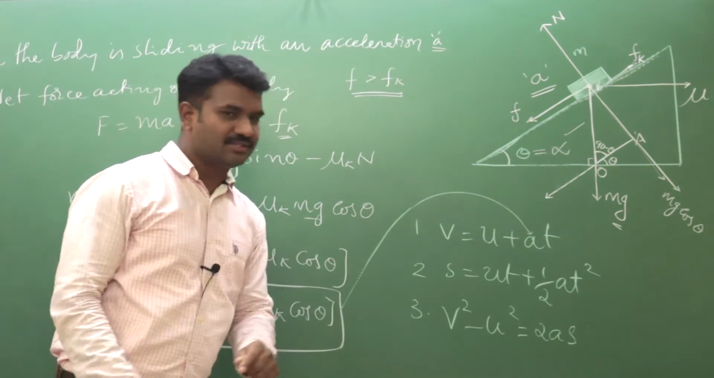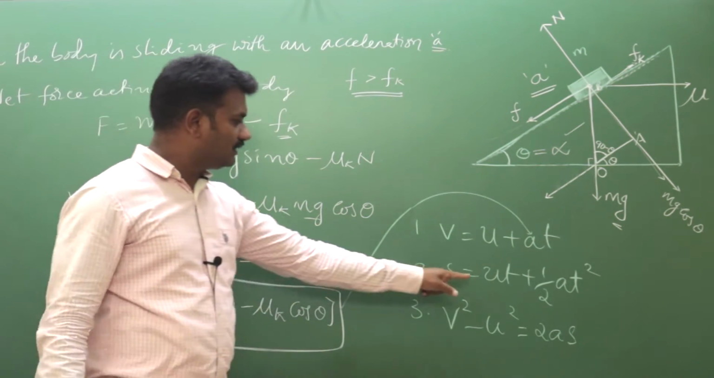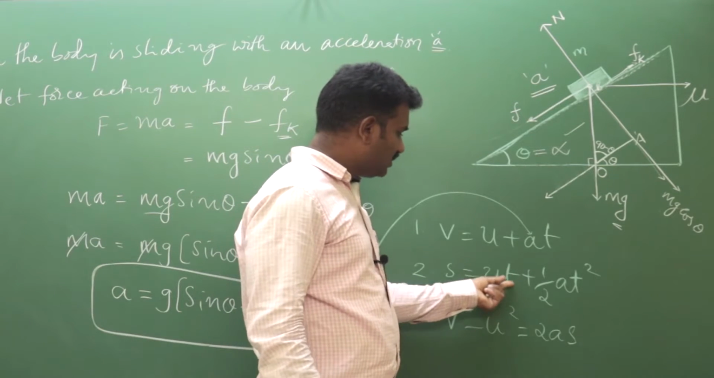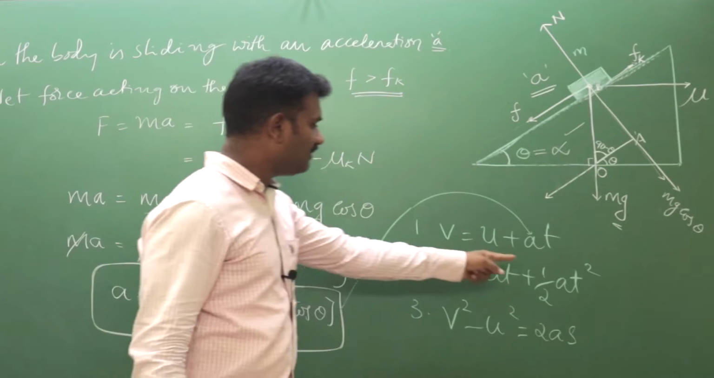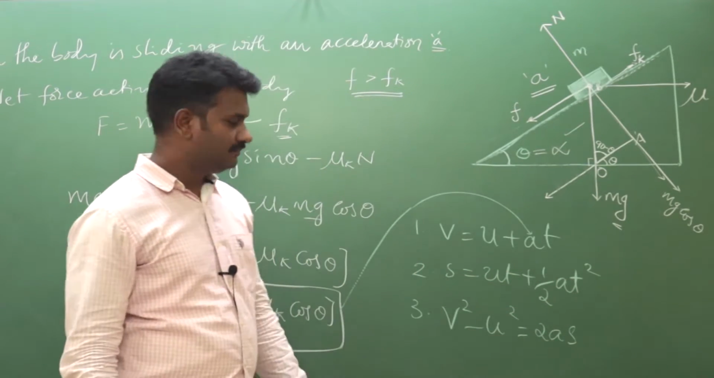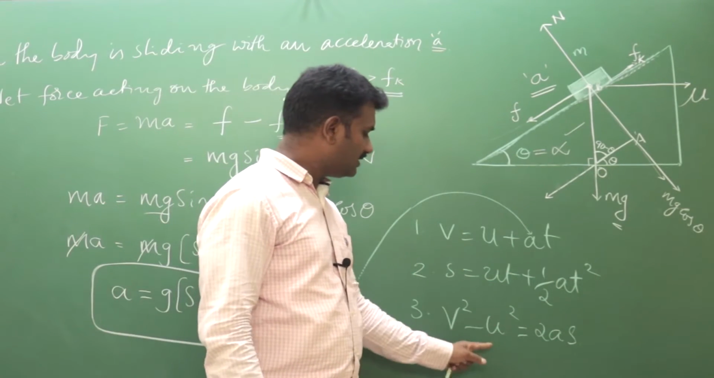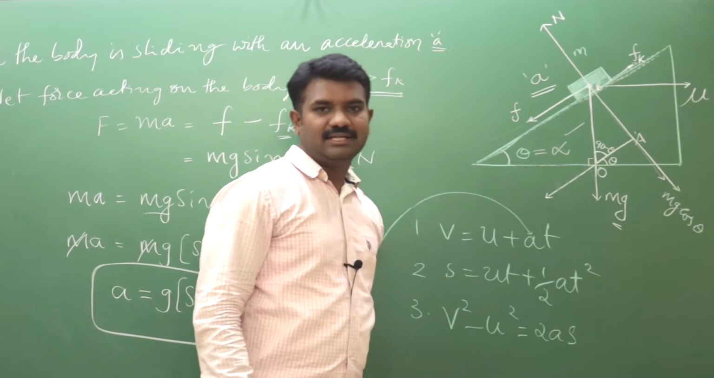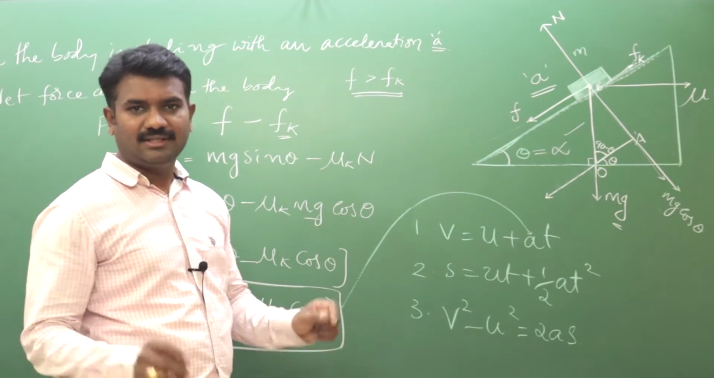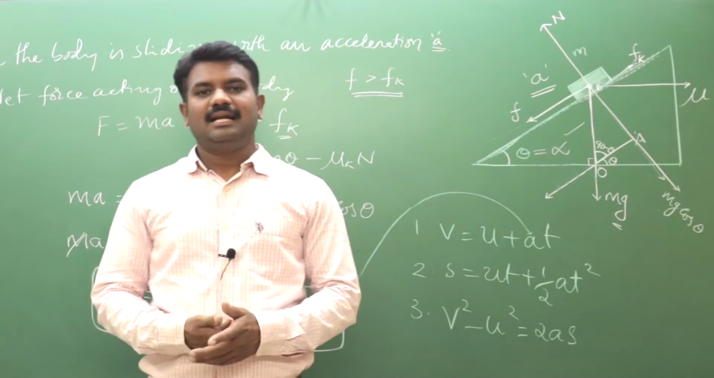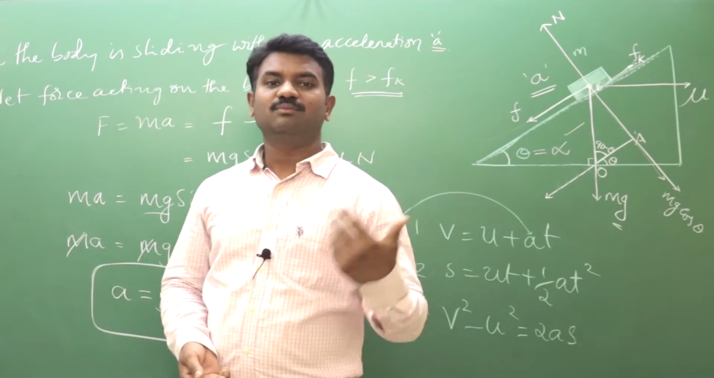Next come to the second equation. S is equal to ut plus half a t square. If it is released, u becomes 0, so s equals half, in place of a we put this again, into t square. And the third one, v square minus 0 square equal to 2 into a into s, where a equal to this again. Got it? Now let us discuss the same for a smooth surface.